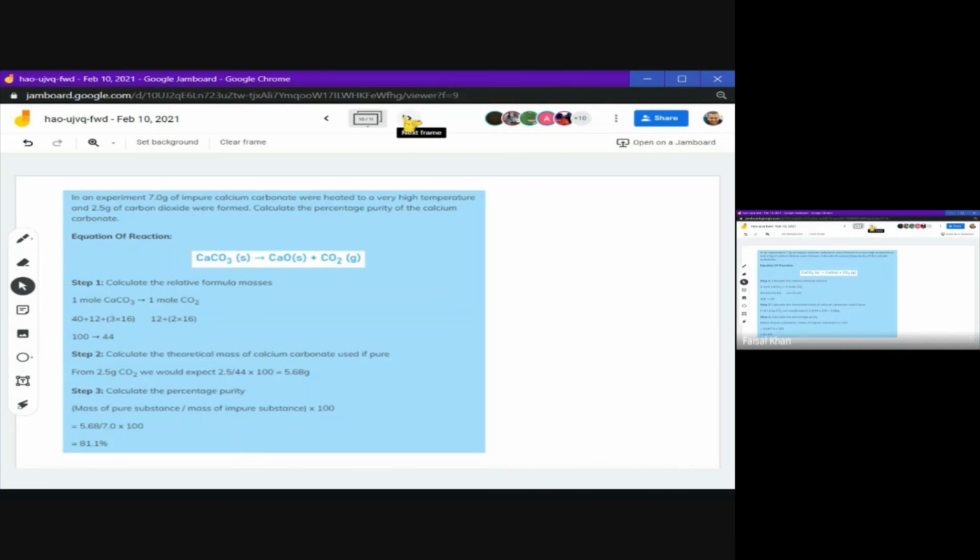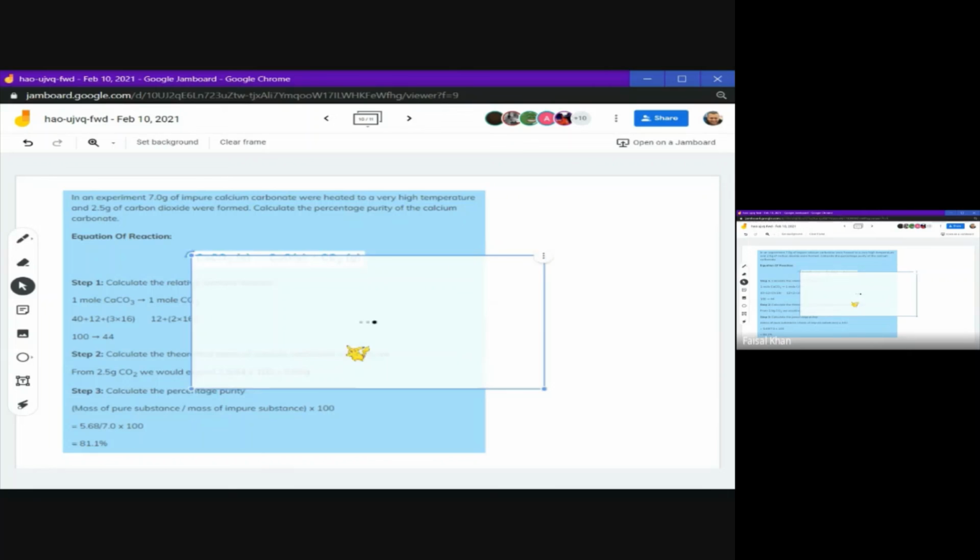We're on slide 10 now, and we've got literally 2 minutes to fit this in. Percentage purity. It's the final thing that we have to do.